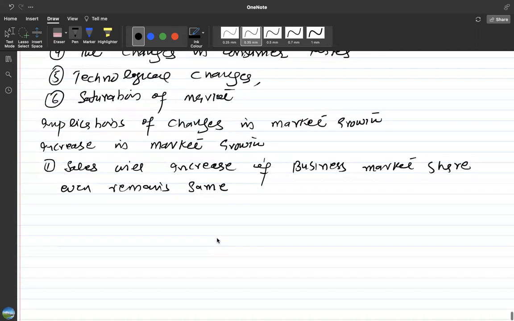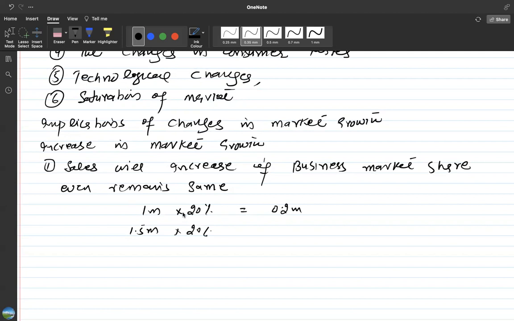For example, there was a market size of 1 million and the market share of the business was 20%. It means the business was having sales of 0.2 million. Now the market has grown and the total market size has become 1.5 million, and the business is still having 20% market share. It means the new sales of the business will be 1.5 multiplied by 20%, that's 0.3 million.